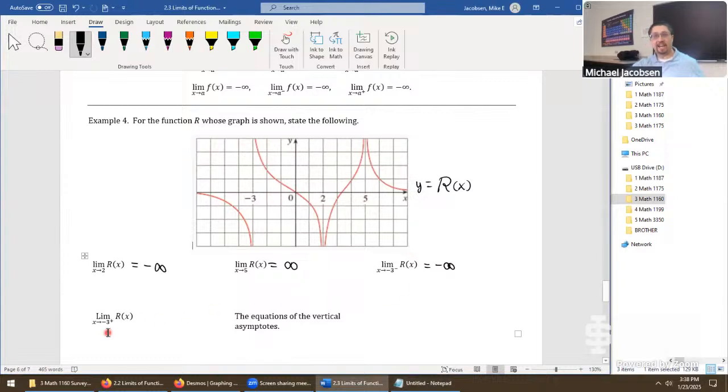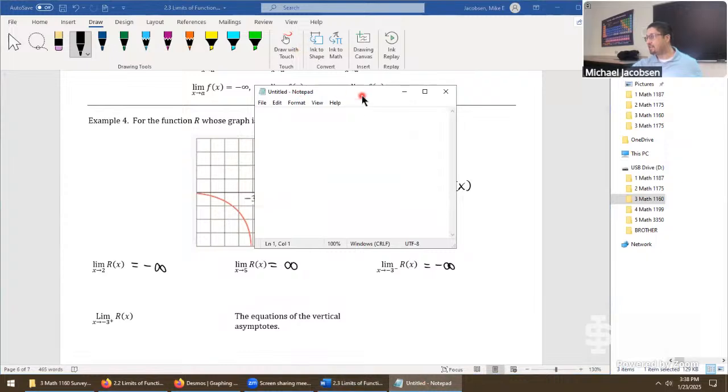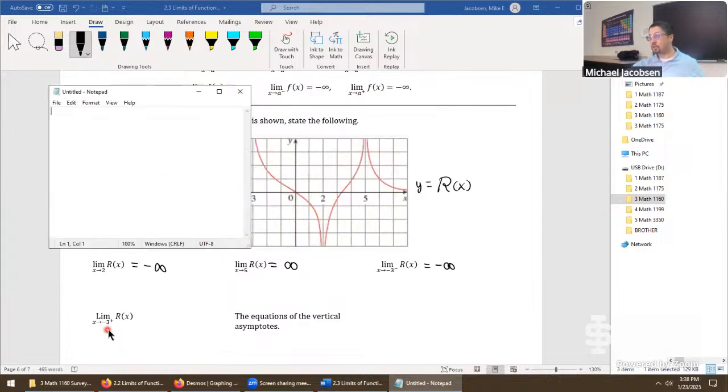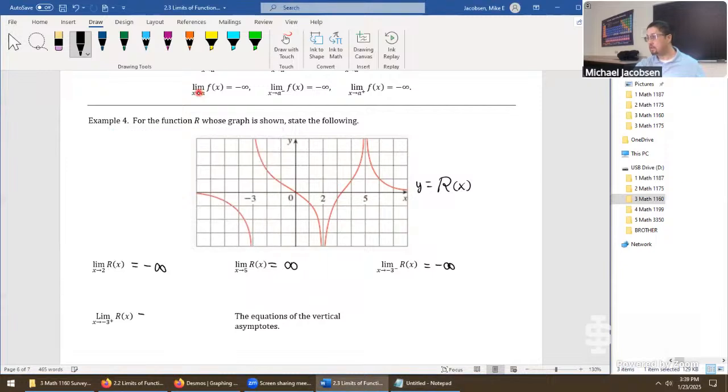This one is the same kind of limit, but now it's from the right-hand side. That means delete the whole left-hand side of the graph. It's irrelevant, or just cover it up. As we get closer and closer to -3, only coming in from the right-hand side, this one's tending towards positive infinity. So those are those limits there.